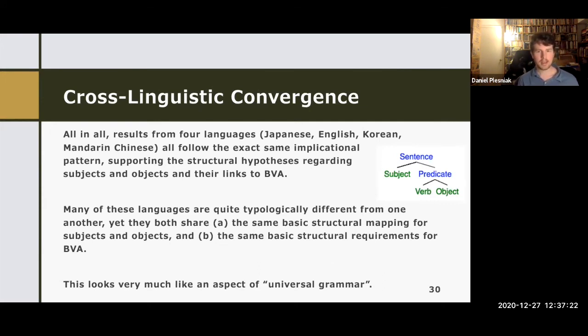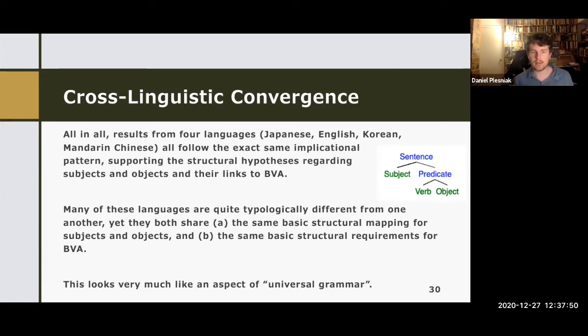They all say that as long as there isn't this diagnosed internal effect, as long as there isn't this confound from precedence, then the structural rules pretty much perfectly apply, at least to attentive people. And so this supports our structural hypothesis about subjects and objects, which I have repeated here, that subjects are just inherently higher in the structure than objects, at least in the type of sentences we've been looking at, and that there is this link between BVA and the structure.